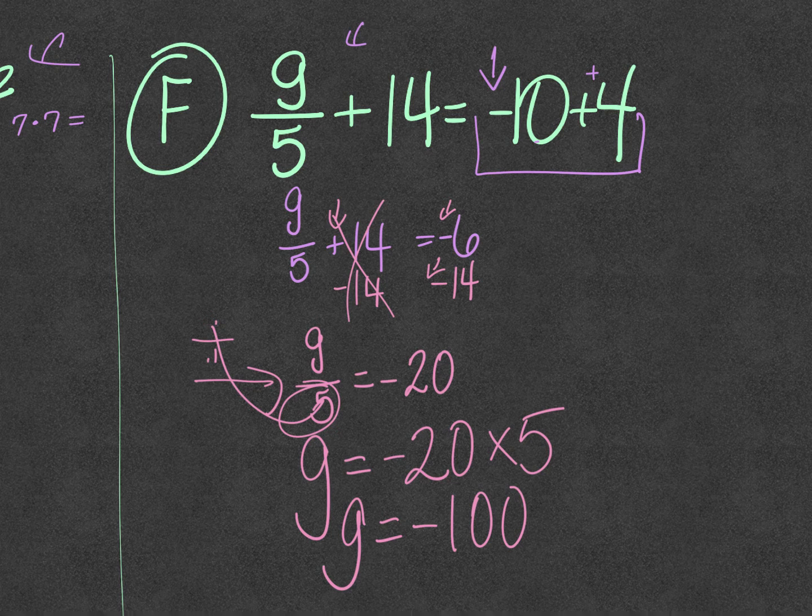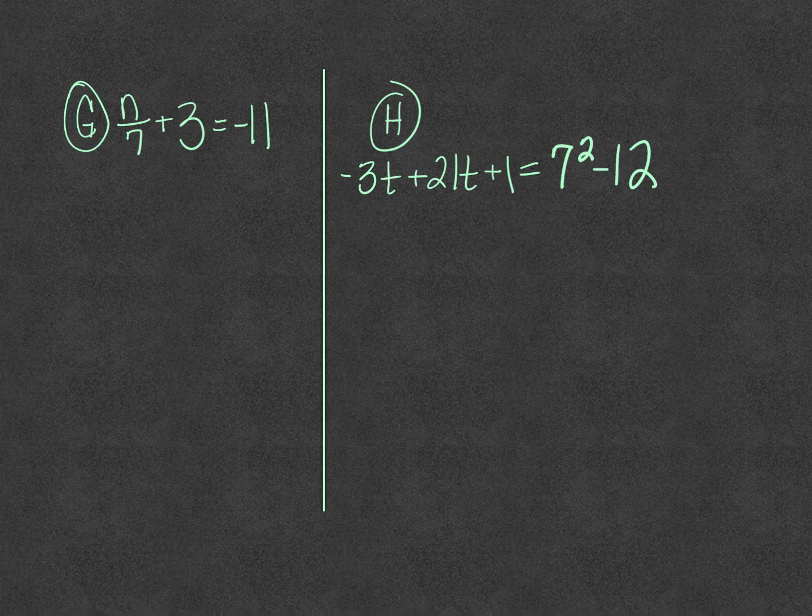Okay? Good job. We got two more here that we're going to do before I release you for your assignment. So, let's look at this together. So, n over 7 plus 3 equals negative 11. So I want you to pause the video and then come back, and I'm going to work it. And I want you to check your answers. Make sure to write each step so you can see where you messed up, okay?